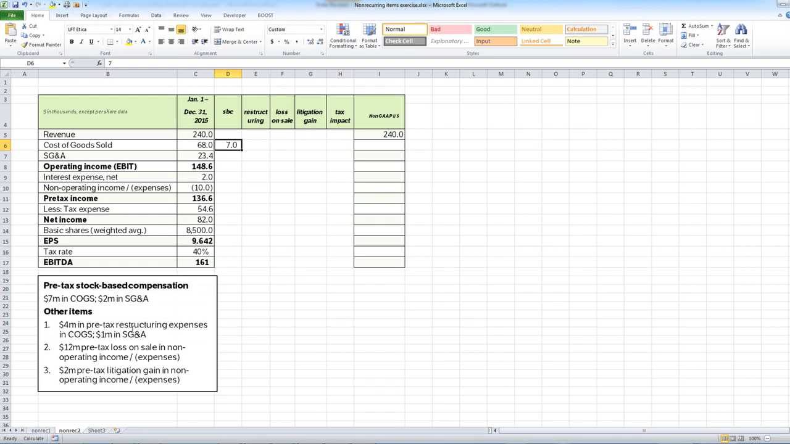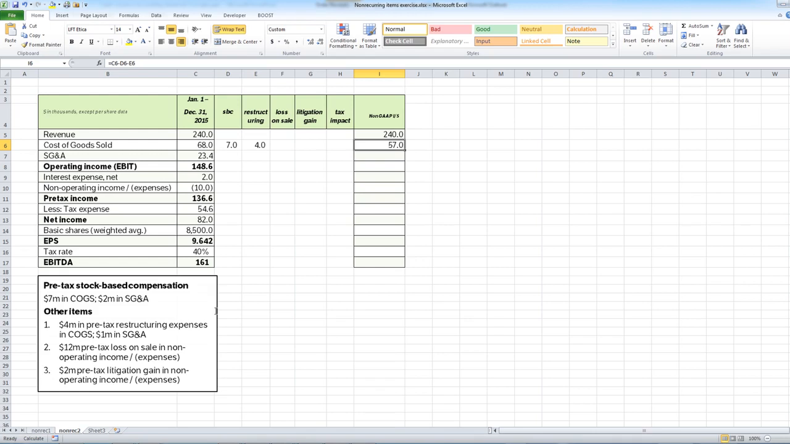We've also identified that there are about $4 million in pre-tax restructuring expenses in cost of goods sold. So let's input that here. There are no other non-recurring items identified that are buried within cost of goods sold. And so we can now calculate the normalized cost of goods sold as the original GAAP-based expense without these other expenses. The reason why we're subtracting them is because we are trying to get at the cost of goods sold as if these other expenses never happened.